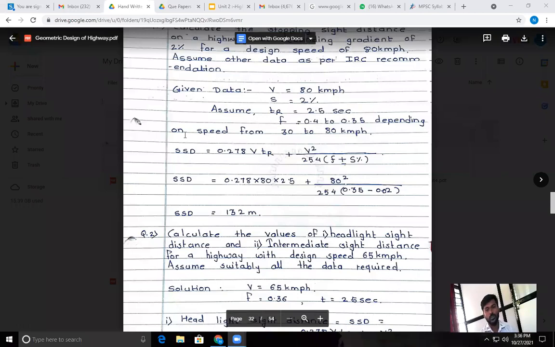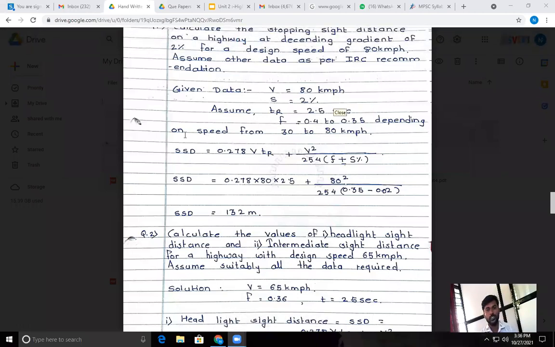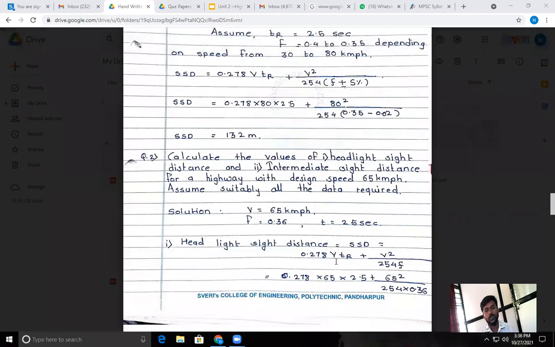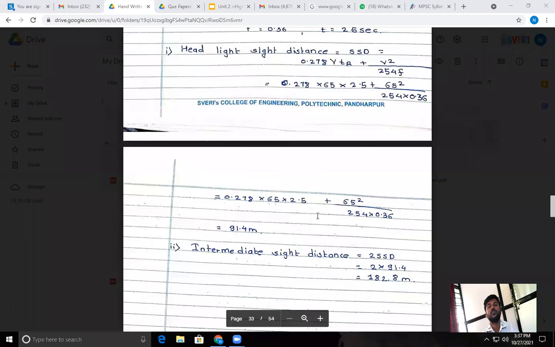Okay, we'll see. 4, 5 have answered. So let us check what the answer is. SSD is equal to, as we know the formula, 0.278 V t plus V square upon 254 f. This formula is used when the velocity is given in kmph. So place the velocity as 65, f, coefficient of friction, take it as 0.35 or 0.36. t is equal to 2.5 seconds.